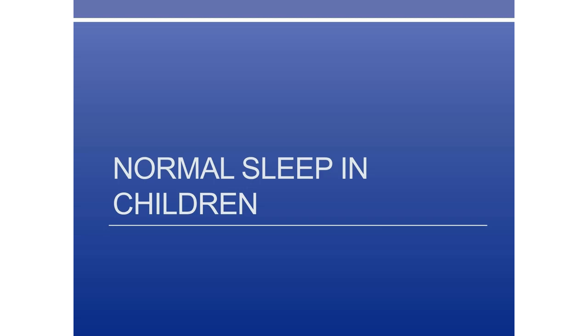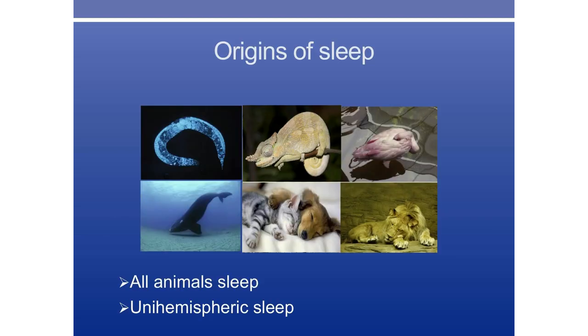I'll first start talking about sleep in children, about normal sleep. And although we know that all animals that we know of sleep, we still don't understand much about sleep. I just want to mention here unihemispheric sleep, which is a condition in which usually a migratory bird or a sea mammal is able to navigate and sleep while underwater or migrating with one hemisphere asleep and another awake.